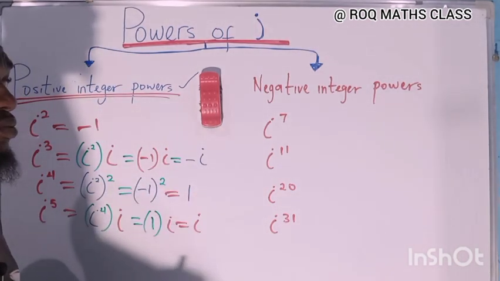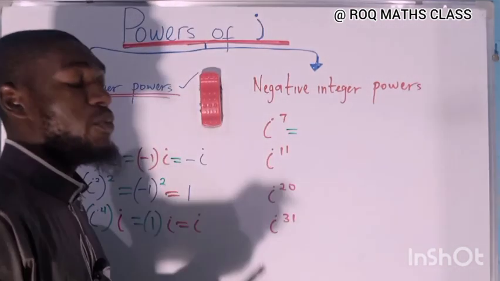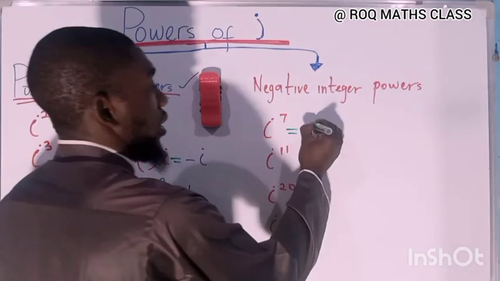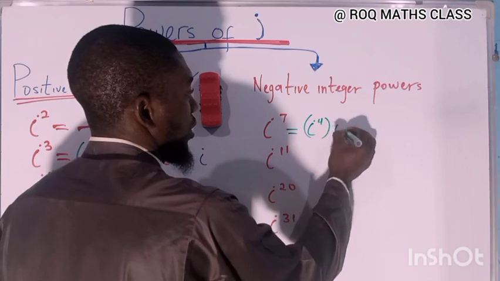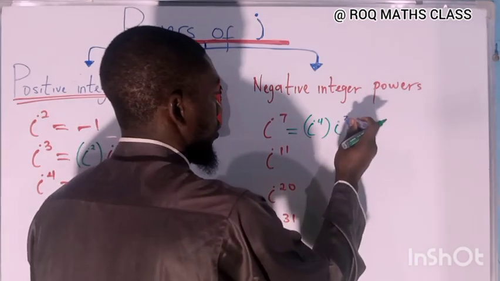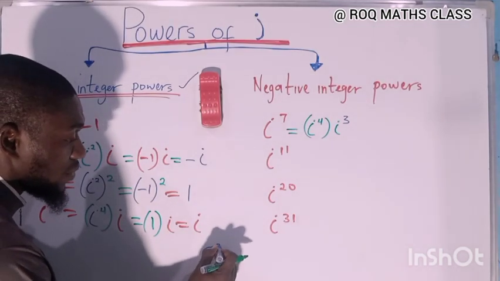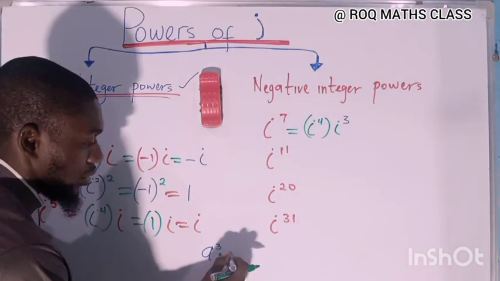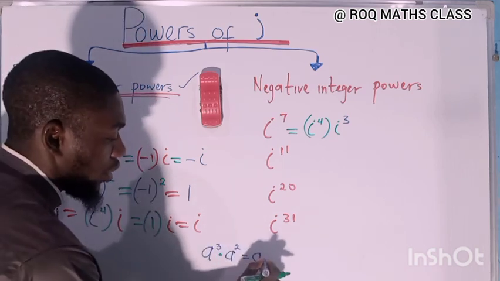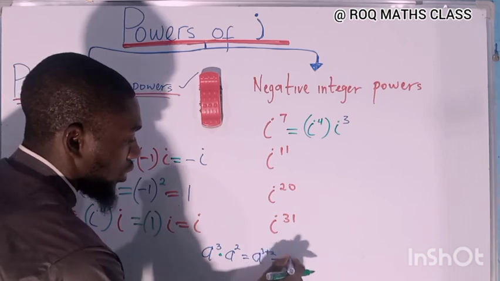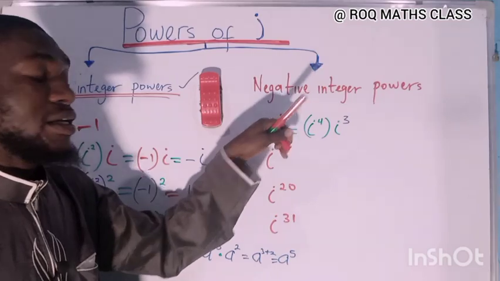It's very simple. Now if we should move together, iota raised to the power of 7 can be broken down into two parts. I have iota raised to the power of 4 and iota raised to the power of 3. From the law of indices, we learned that a raised to the power of 3 times a raised to the power of 2, what are you going to do? You are going to add the powers. We say a raised to the power of 3 plus 2, so a raised to the power of 5. For me, if I should add my powers together, I'm going to get back my 7.